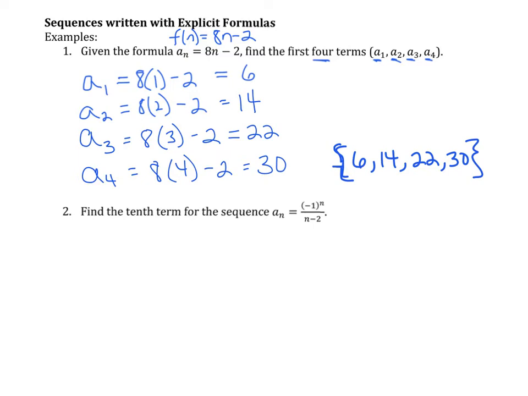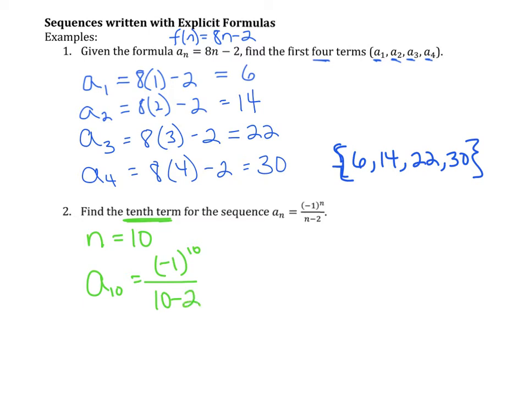Find the 10th term for the sequence a sub n equals (-1)^n over n minus 2. So they're asking specifically for a term. I need to understand then they're asking for the 10th term. So in order to write that, I would say a sub 10 equals, and now wherever I see an n, I replace it with a 10. So I have negative 1 to the 10 over 10 minus 2.